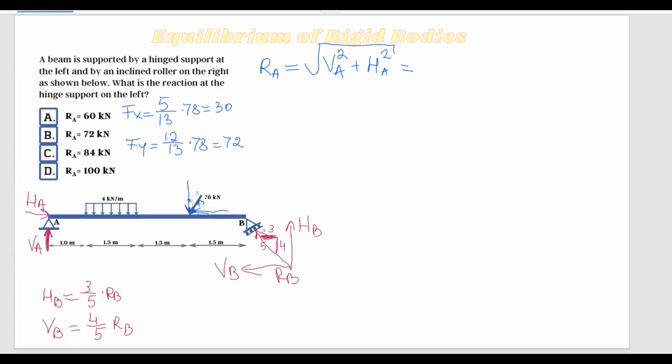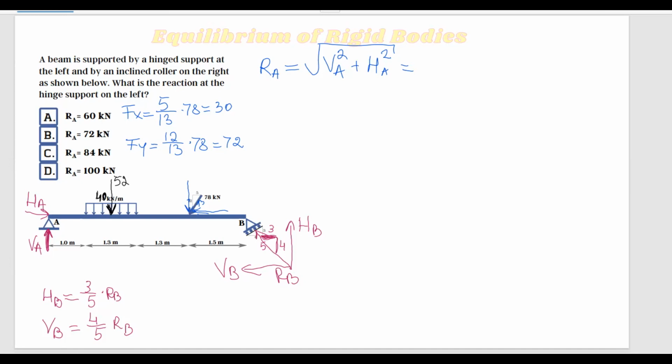Another thing I want to do is calculate the resultant force here, and I'm going to make a correction. This is not 4 kilonewtons, this is 40 kilonewtons. So let me correct this here. This resultant force, 40 kilonewtons per meter, is going to be equal to 40 multiplied by 1.3, and this gives a resultant force of 52 kilonewtons. Perfect. So now we have everything laid out.